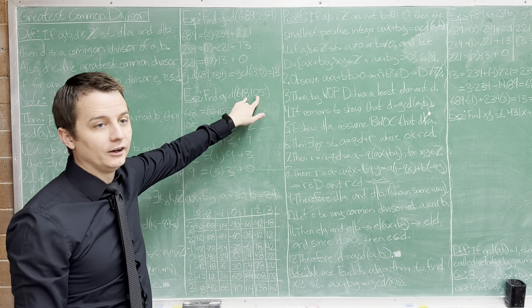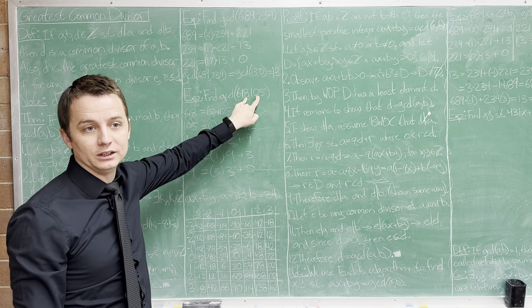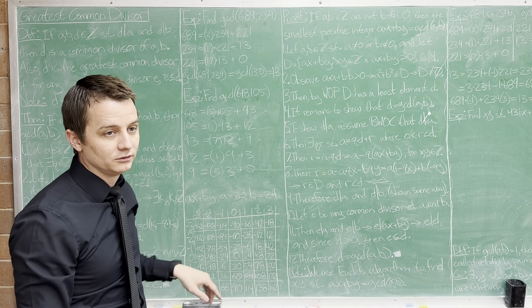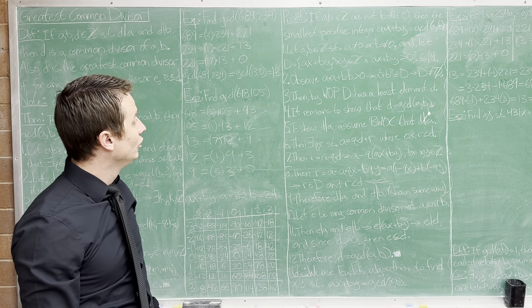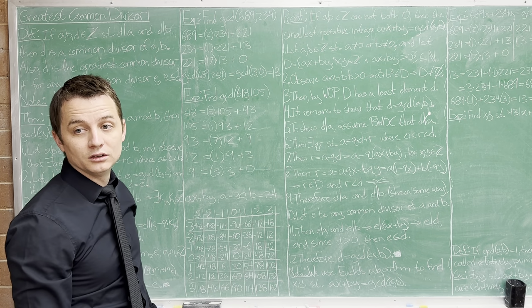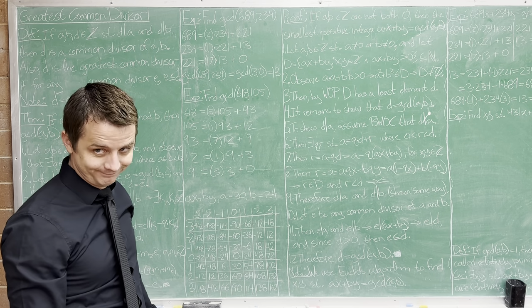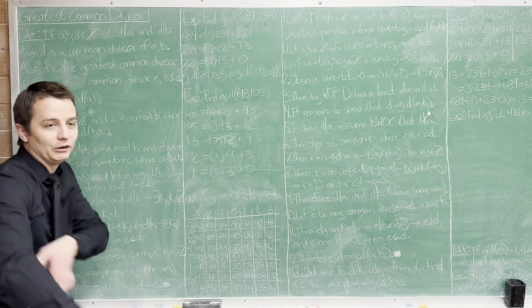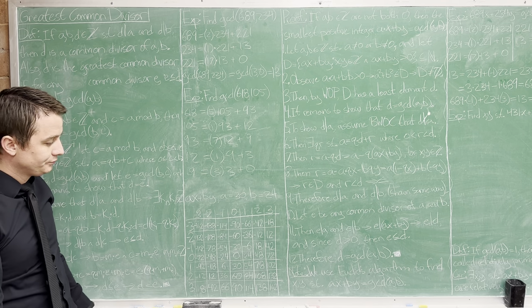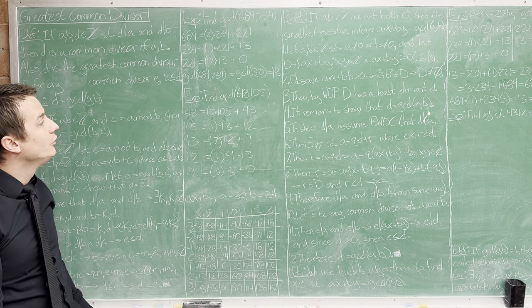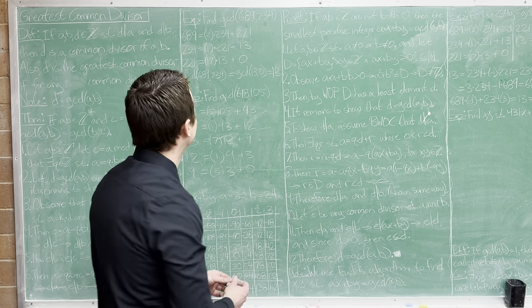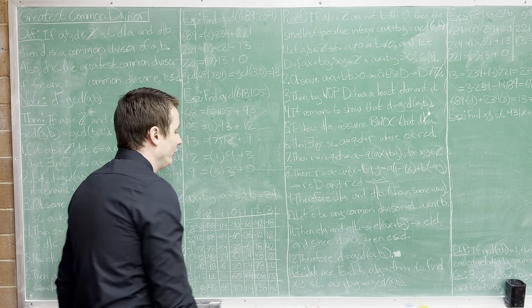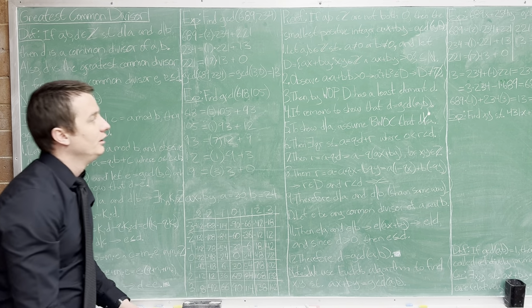It's the biggest number that goes into both of those evenly. Weird, right? What if one of those were a prime number? It always means one. Yeah, correct. It would always be just one. They always have to be positive integers. Okay, so that's an example of some of these.